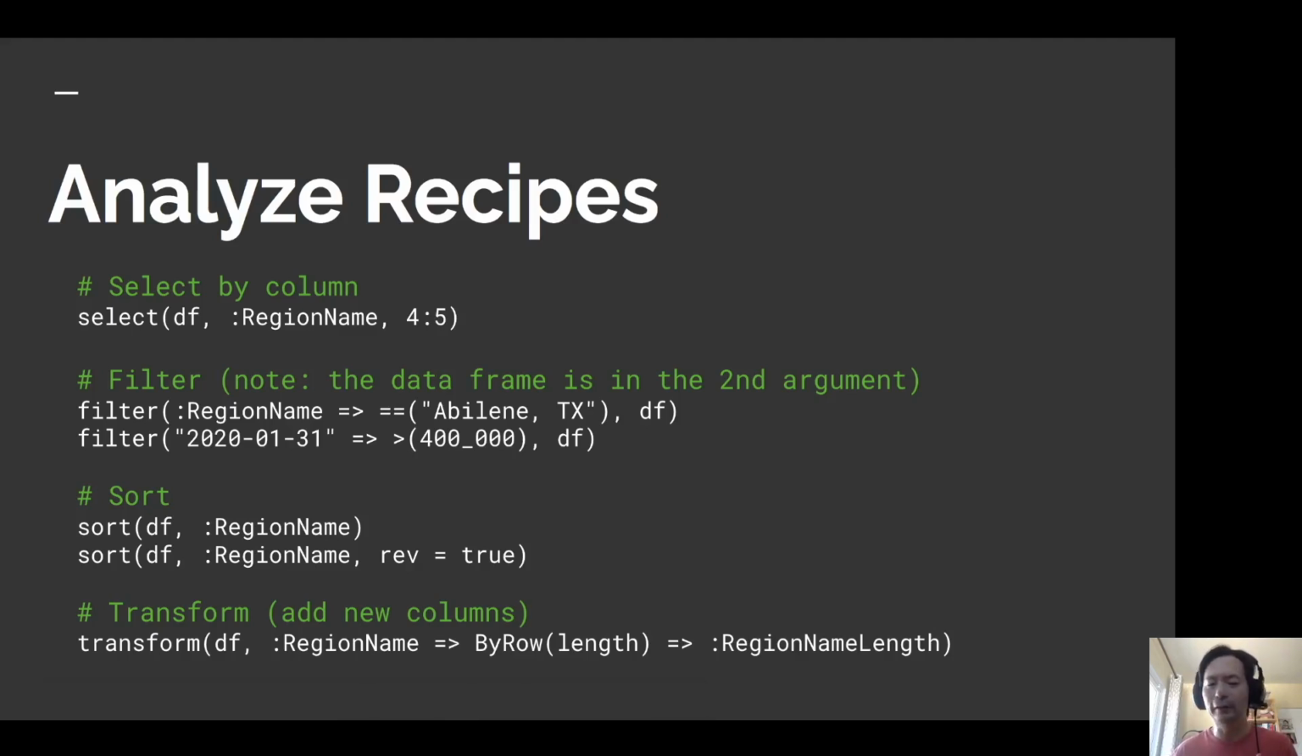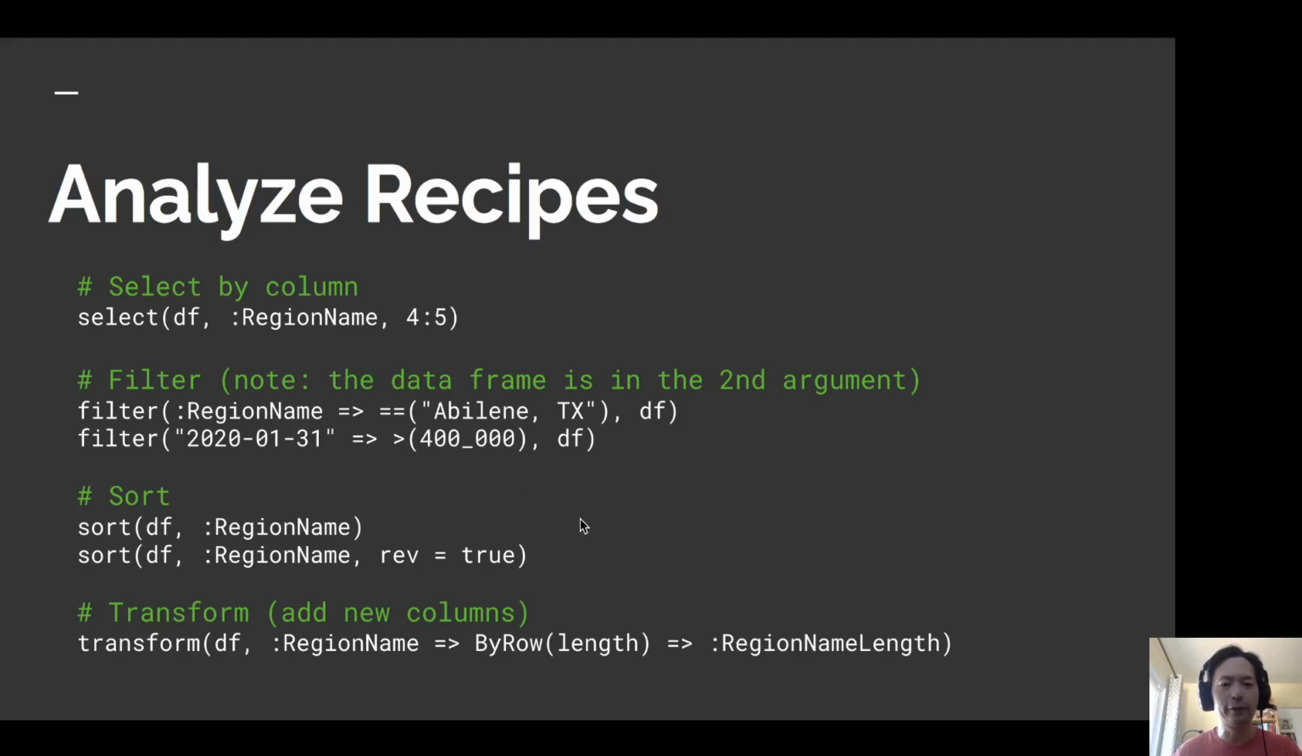For sorting, there's a sort function, and this is very basic. If you just want to sort one column, you can just put the column name as the second argument. And for reverse sorting, if you want to sort in descending order, you pass the reverse keyword argument equals true. You can also sort by multiple columns when you put the column names in an array. It's not being shown here, but you are very encouraged to try that as an exercise.